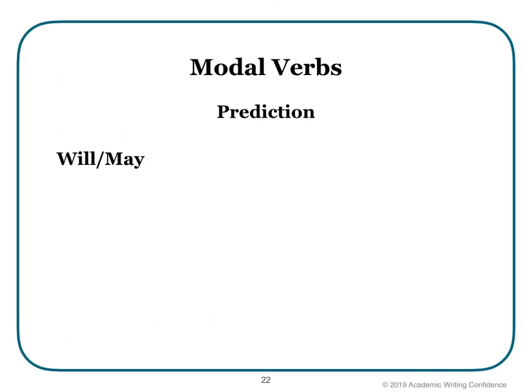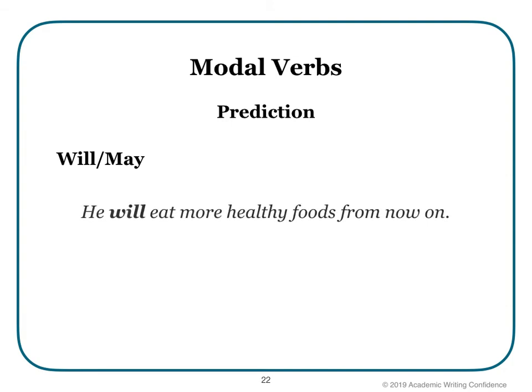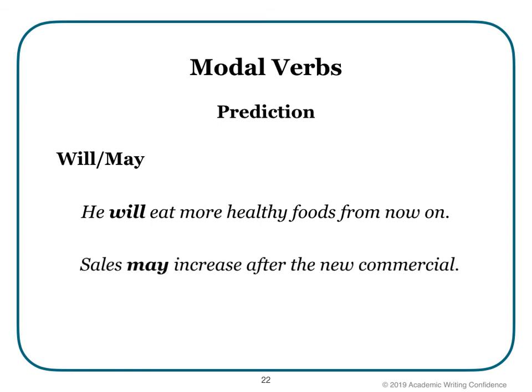We sometimes use modal verbs to predict something. For example, the words will or may. He will eat more healthy foods from now on. Here we're predicting that in the future, he will eat more healthy foods. Sales may increase after the new commercial. Again, this is a prediction.